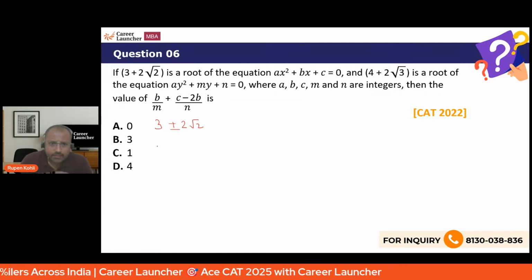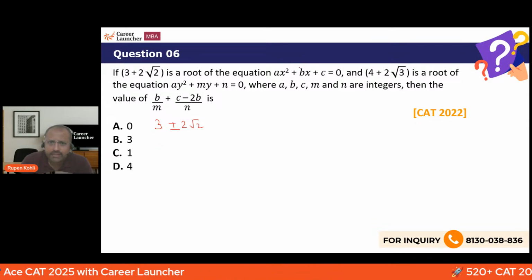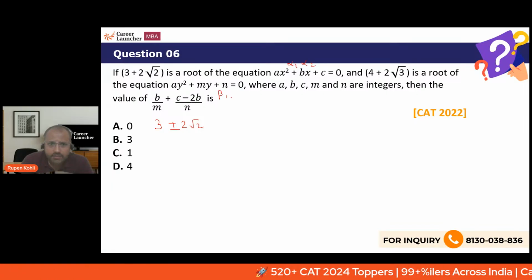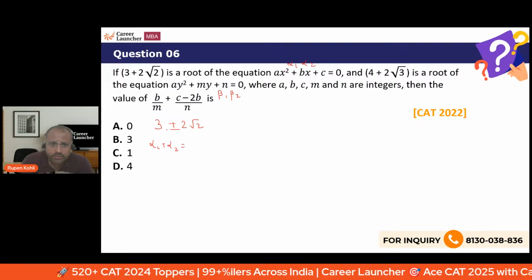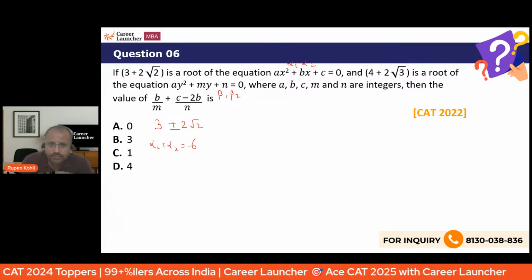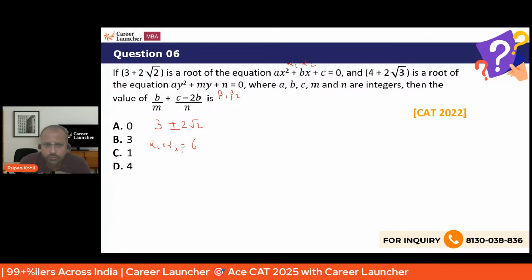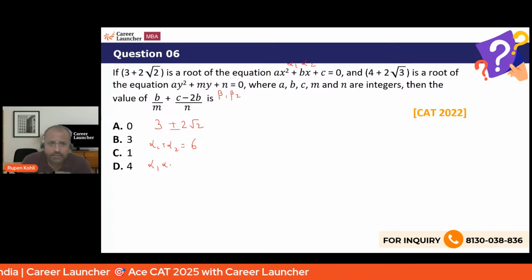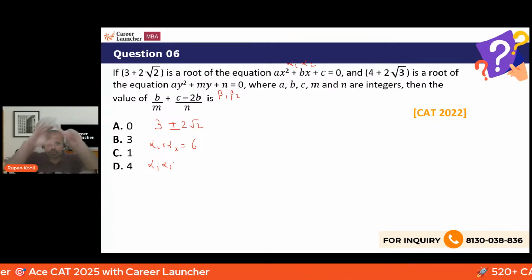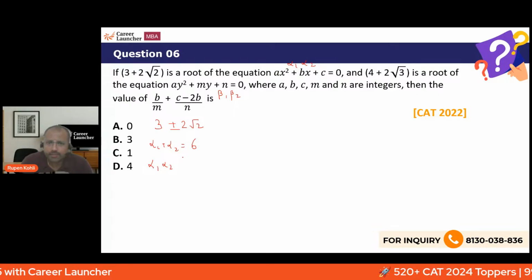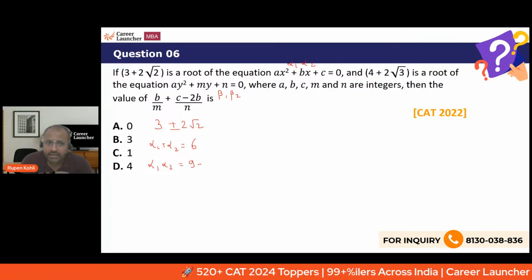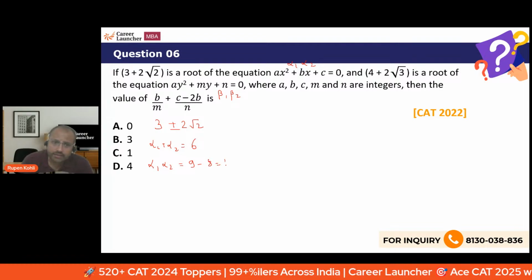Now, what is the sum of the roots? Let's call the roots over here alpha 1, alpha 2, and over here beta 1, beta 2. Okay, so alpha 1 plus alpha 2 is what? The sum of these two will be 6, right? 3 plus 2 root 2 plus 3 minus 2 root 2. What is the product of the roots, alpha 1 into alpha 2? So 3 plus 2 root 2 into 3 minus 2 root 2. Right? A plus b, a minus b, so a square minus b square. So 3 square 9 minus 2 root 2 whole square 8 is 1.